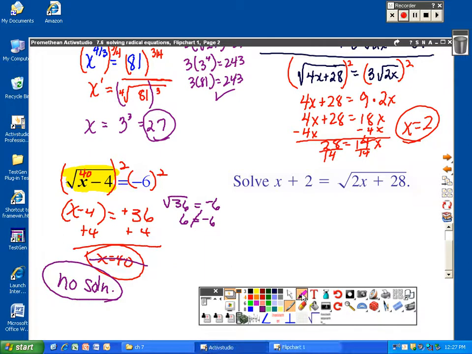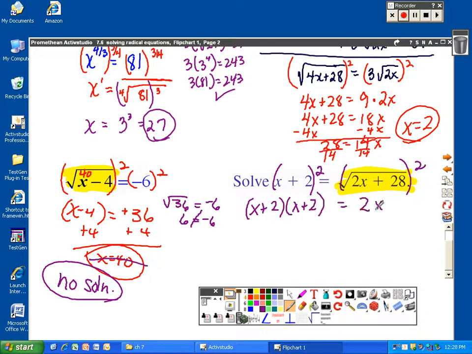This time, the square root of 2x plus 28 is my radical. So I must square both sides. So I have to square the entire quantity of x plus 2 as well as the square root of 2x plus 28. So this, some of you may have to FOIL. X squared, 2x and 2x is 4x. 2 times 2 is 4 equals 2x plus 28.